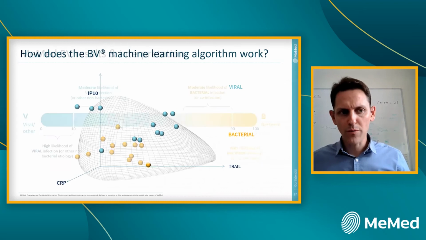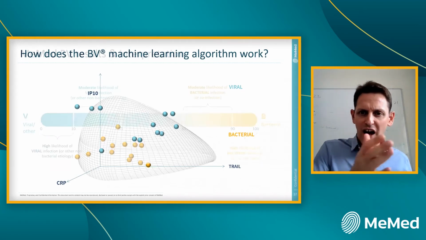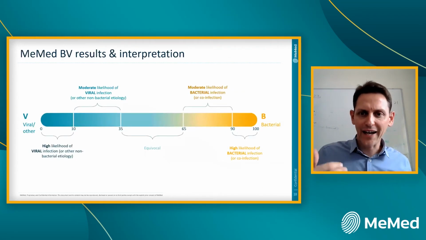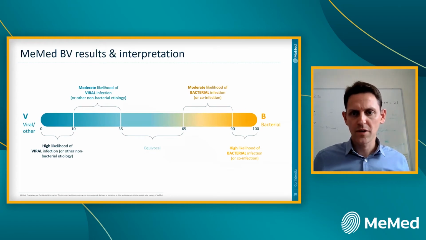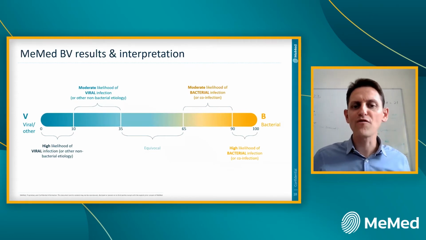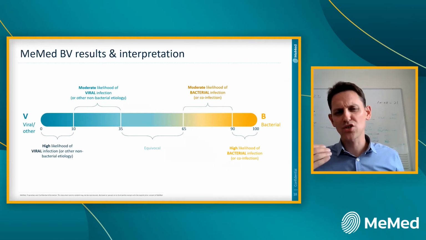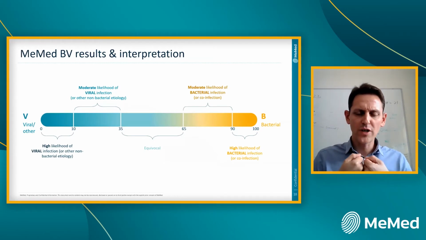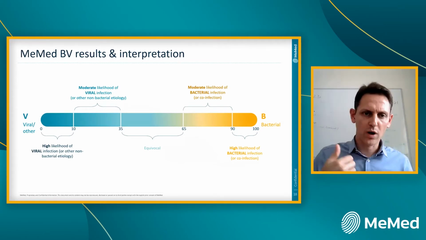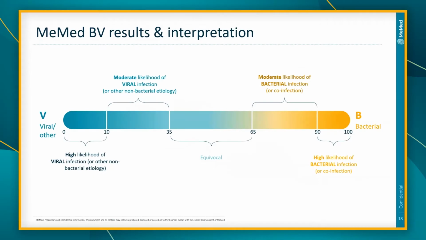It produces a score between 0 and 100. The higher the score, the higher the likelihood of a bacterial etiology. Mixed bacterial and viral co-infections will also receive a high score because from a treatment perspective, we want to prescribe antibiotics. There's also an equivocal zone where the test provides less information, but only about 8% to 11% of the patients will fall in that zone. Most of the patients will fall in the extremes.